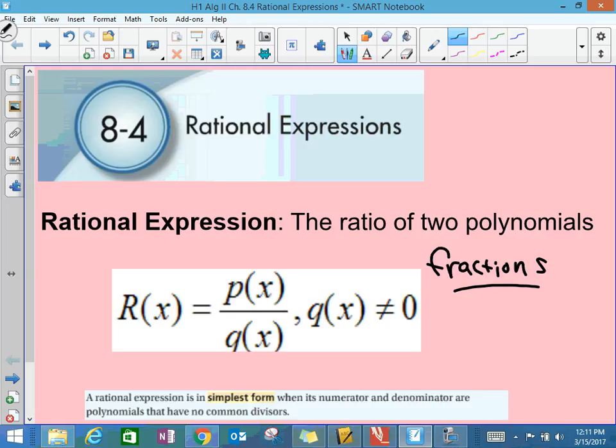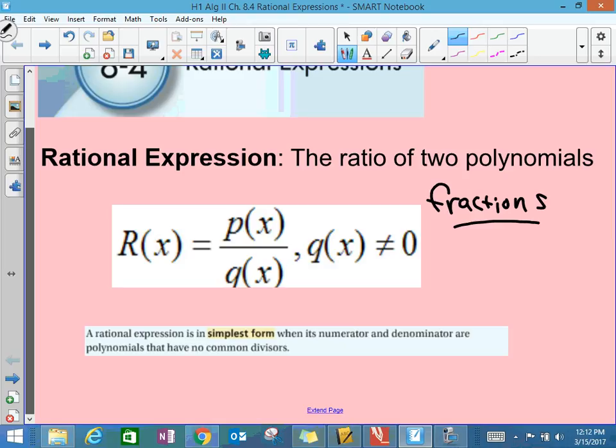Okay. So everything we did last chapter and the chapter before were polynomials, right? Like quadratic, cubic, linear, etc. And those are the ones we could factor and solve. Well, now a rational expression is a ratio, or a fraction, made up of two polynomials.